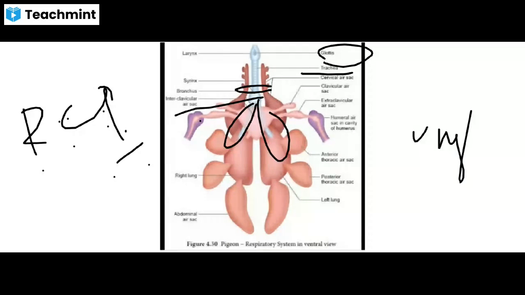Which in the lung loses its cartilaginous rings and is continuous up to the posterior end, and it is called a mesobronchus. The mesobronchus gives a number of lateral branches. They are called secondary bronchi. Some of the secondary bronchi are divided into tertiary bronchi or parabronchi. The tertiary bronchi give out small branches. They are called bronchioles or air capillaries.